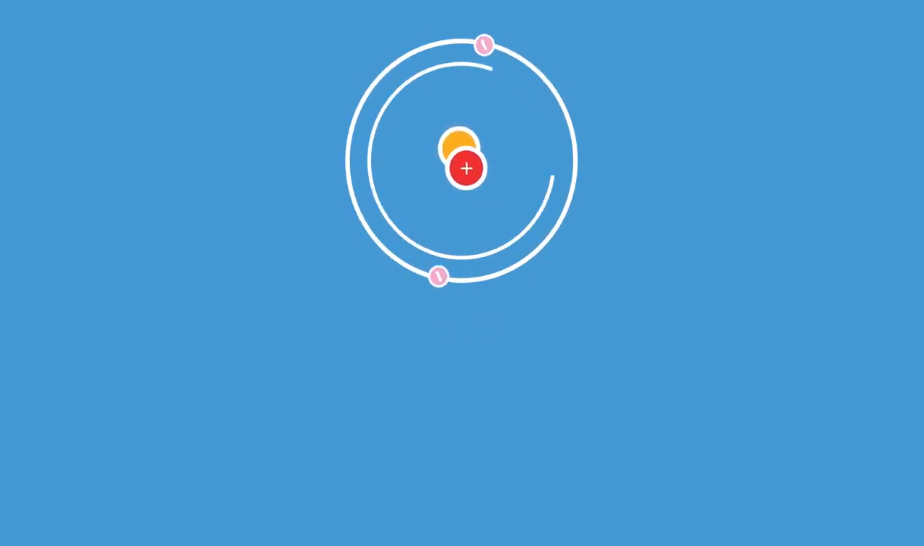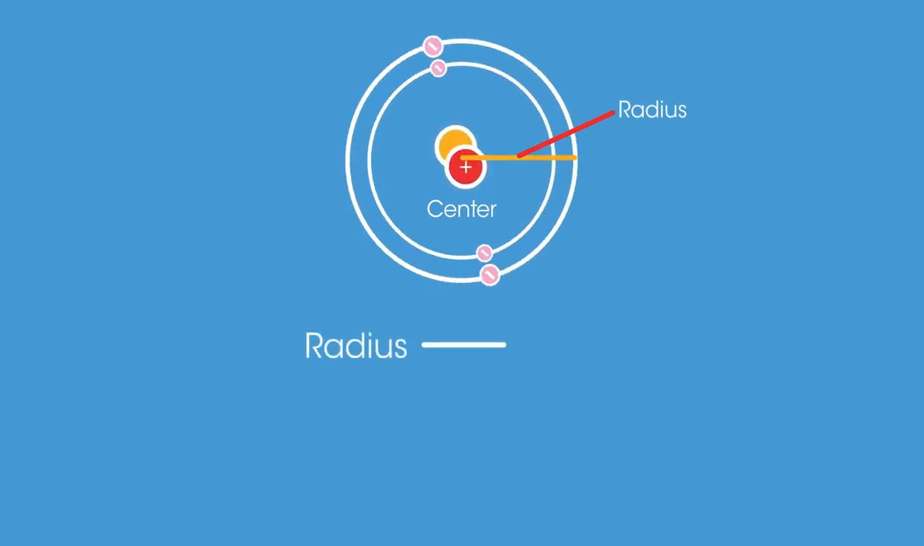One way to describe the size of an atom is its radius. The radius of an atom is the distance from its center, where its nucleus is, to the outermost shell of electrons. The radius of an atom is typically 10 to the power negative 10 meters, which is very small.